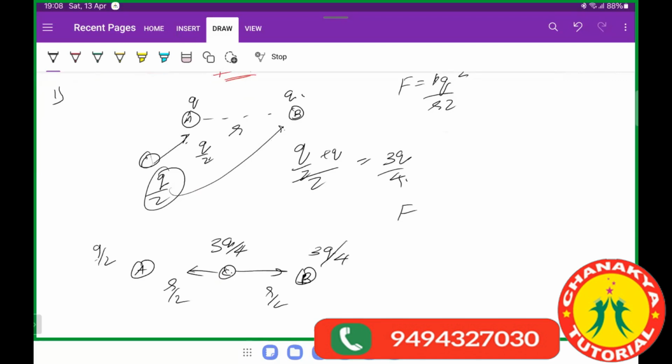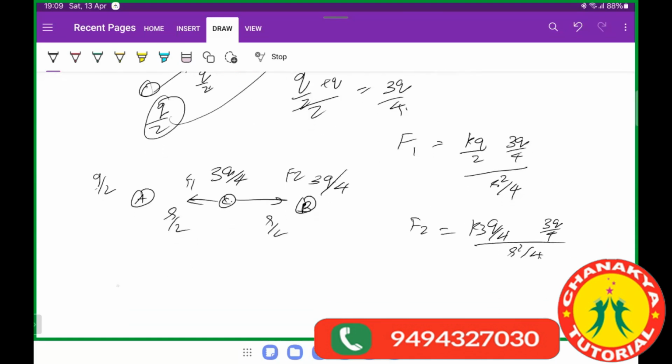Now we can find here F1 and F2. So F1 will be kq by 2 times 3q by 4 by r square by 4, and F2 will be kq by 4, sorry, 3q by 4 times 3q by 4 by r square by 4.